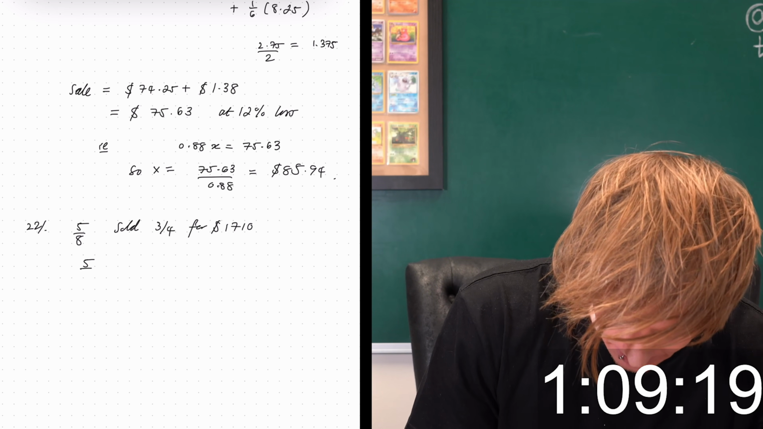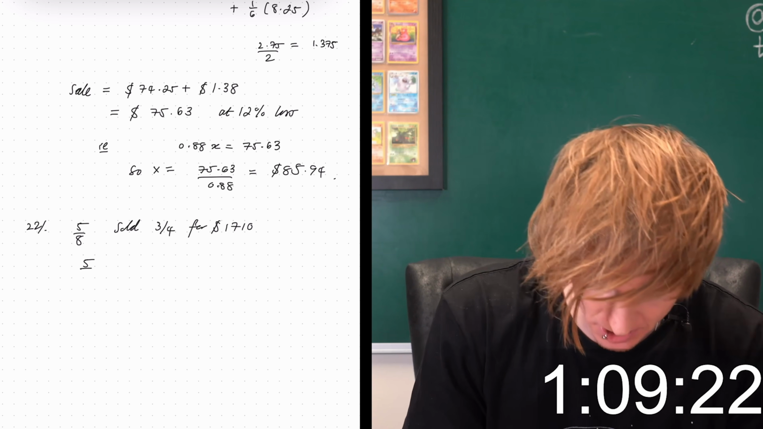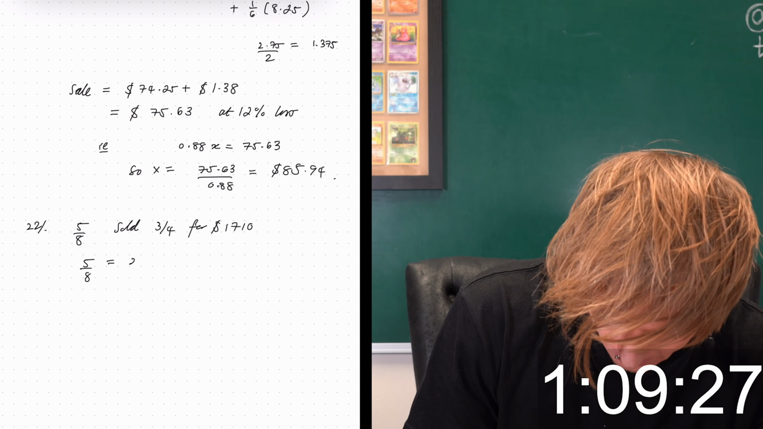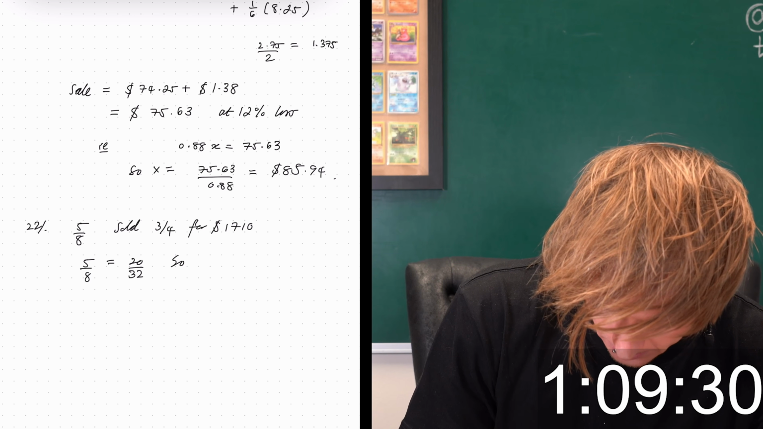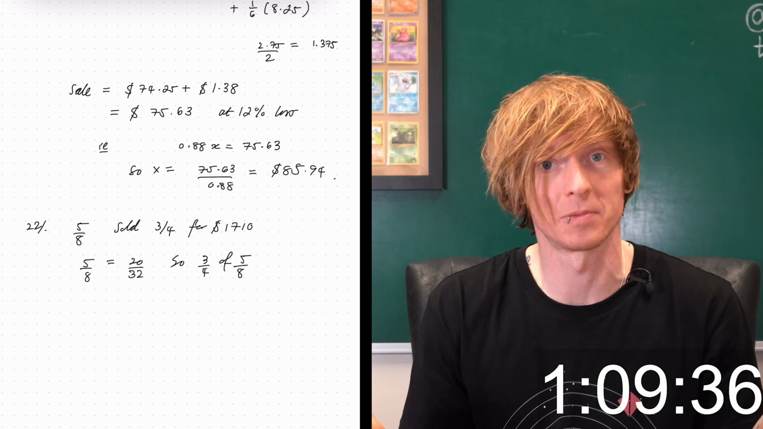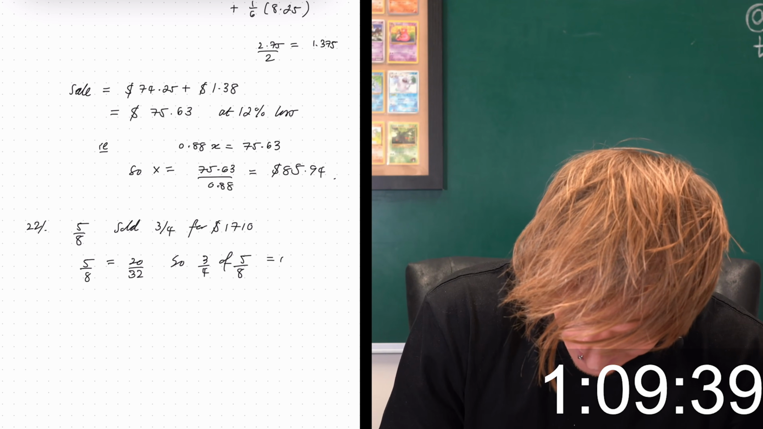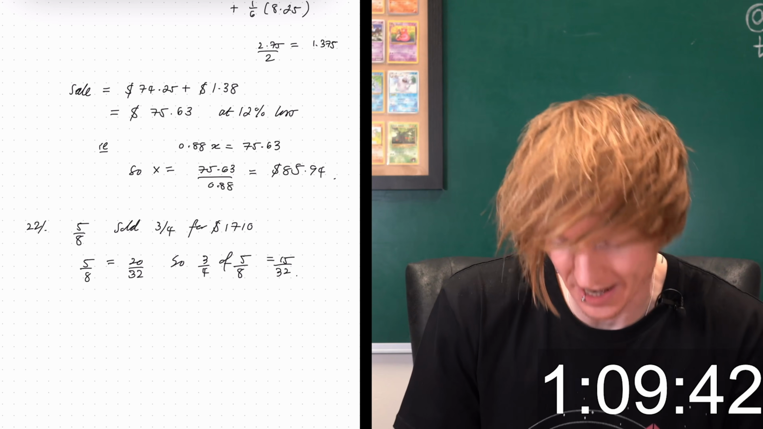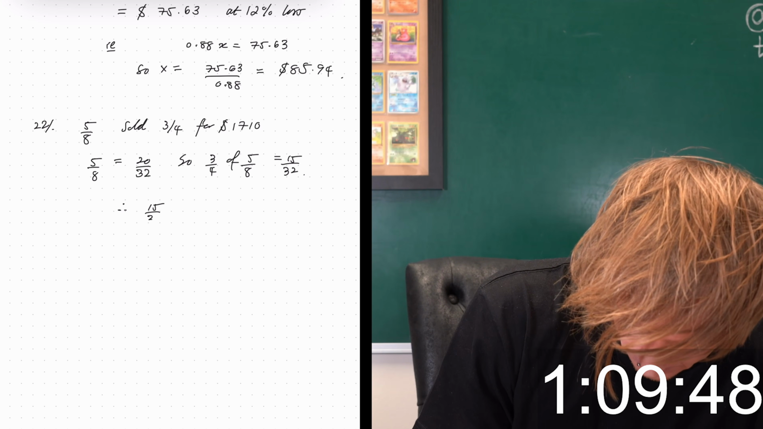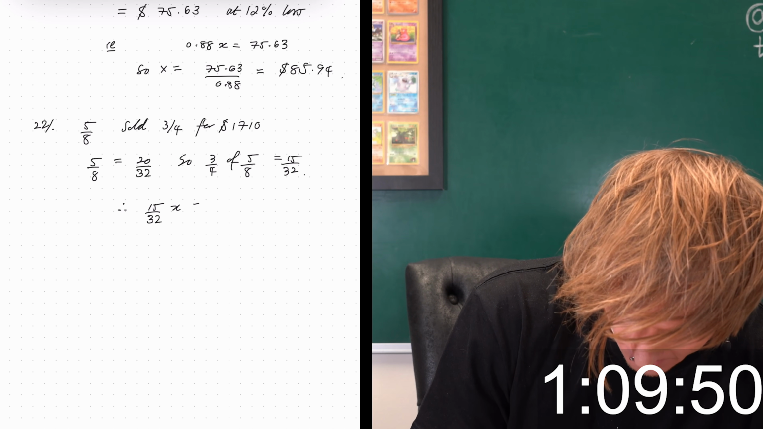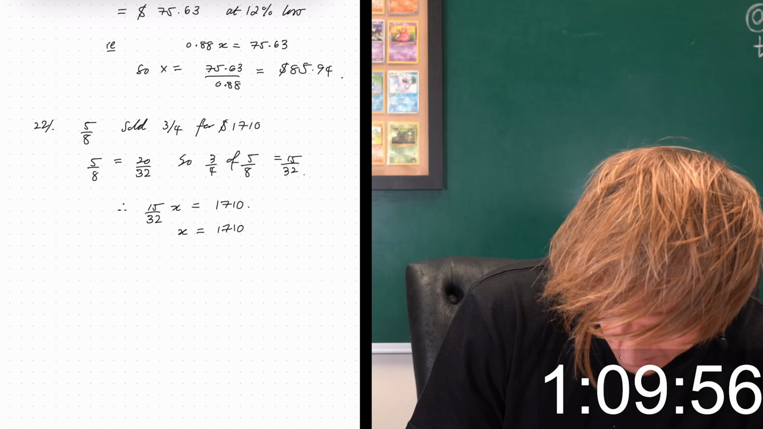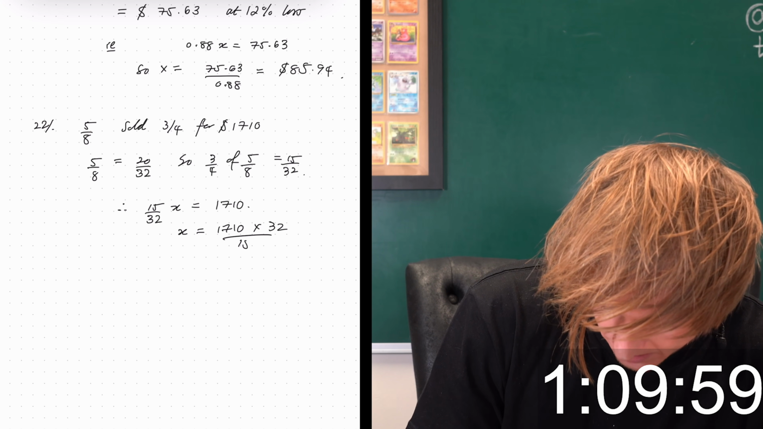So 5/8, we're going to use the common denominator thing, is going to be in 32s. So 5/8 is 20 out of 32. So 3/4 of 5/8. Oh, I could have just multiplied them, I guess. Is 15 out of 32. Okay, so 15 out of 32 was sold. So therefore, 15 out of 32 of the mine, X, equals 1710. So X is simply 1,710 times 32 divided by 15.